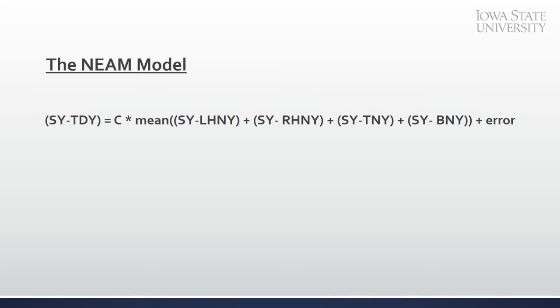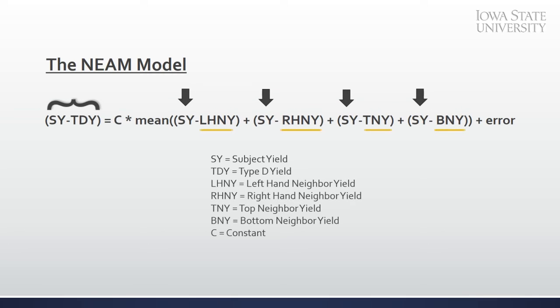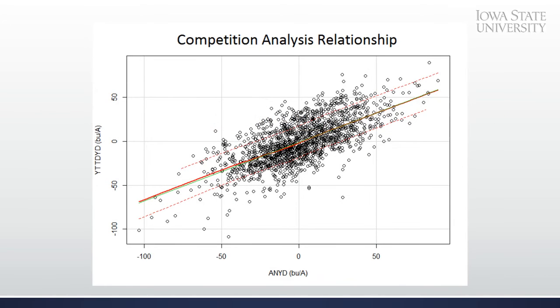The result of this analysis was a strong observable relationship between the difference in a subject plant's yield and its theoretical true yield as a function of the average difference between a subject plant's yield and each of its neighbors' yield. The results of graphing this equation demonstrate a strong relationship over the range of values.